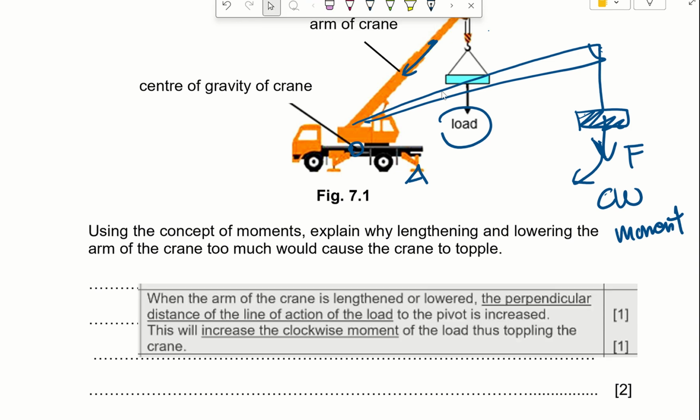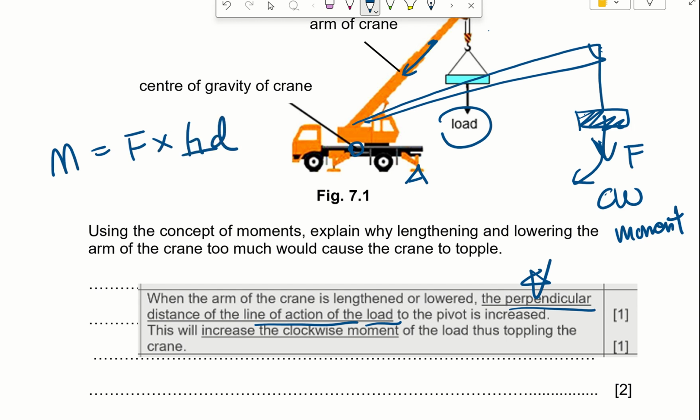Okay, when the arm of the crane is lengthened or lowered, the perpendicular distance of the line of action of the load. So this is a very important phrase, the perpendicular distance. Why? Because moment is force times perpendicular distance. And I never say anything about changing the load, therefore the force remains constant. So then the moment will rely on the perpendicular distance.